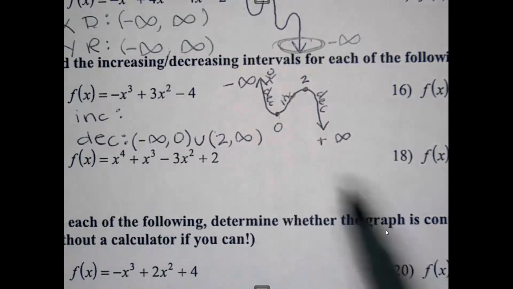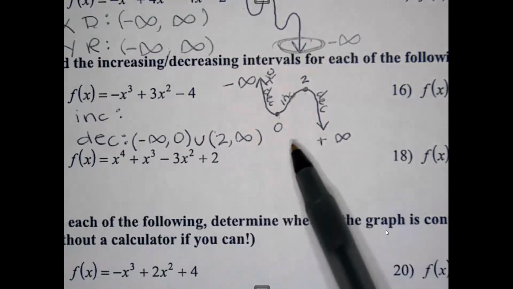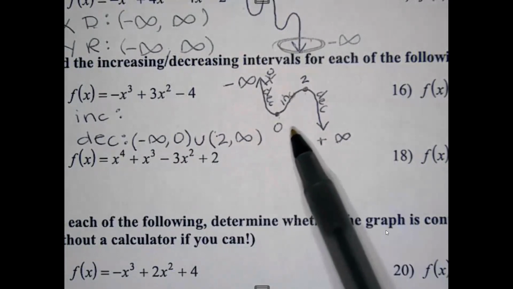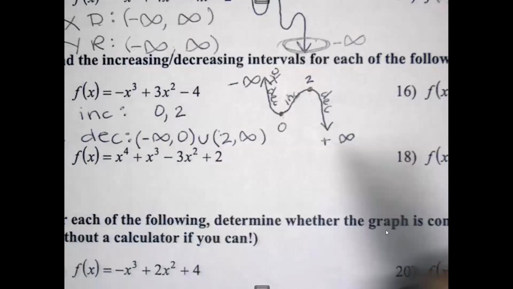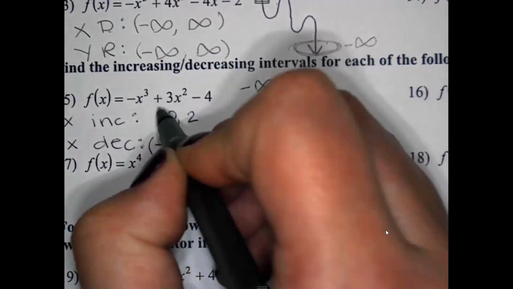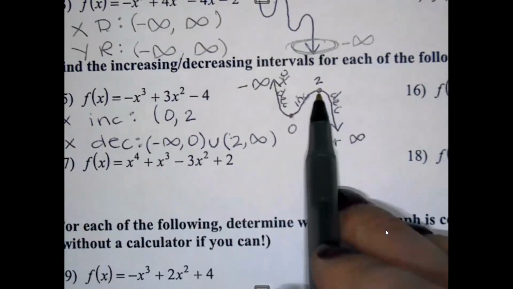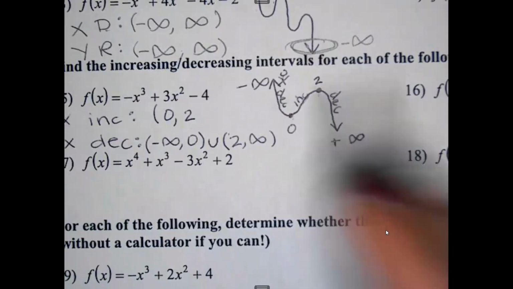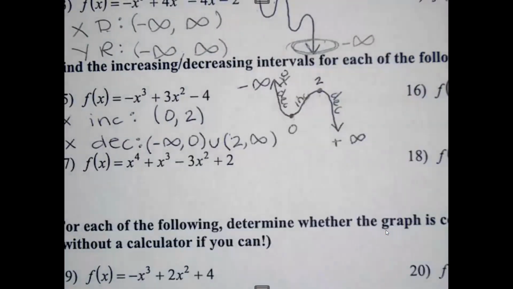Okay, the word increasing is in between what two numbers? Zero and two. Okay, if the stick figure is standing right here, is he actively walking uphill? No. Okay, so we got parentheses. If the stick figure is standing right here, is he actively walking uphill? No. Okay. All right, we ready for the next one?